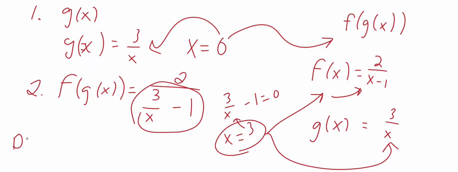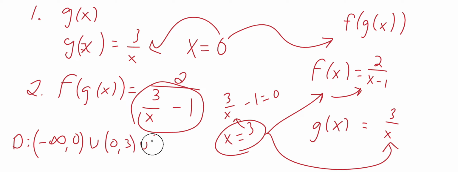So our domain, we can build in interval notation. We're good all the way up to 0. We're good between 0 and 3. And we're good after 3. We have opens. We're careful to write our open parentheses on each of these, as we cannot be 0 and we cannot be 3.